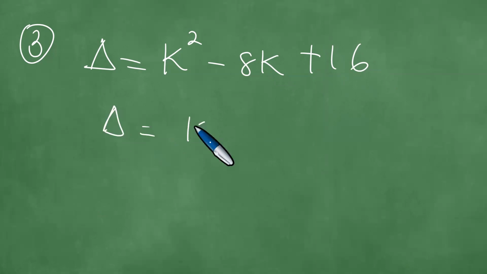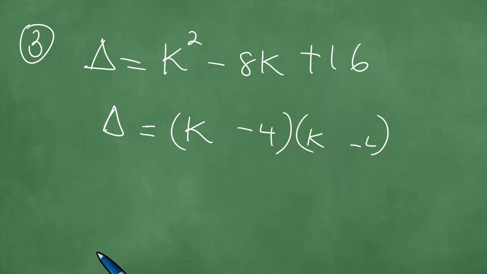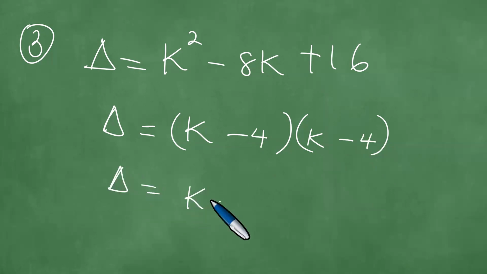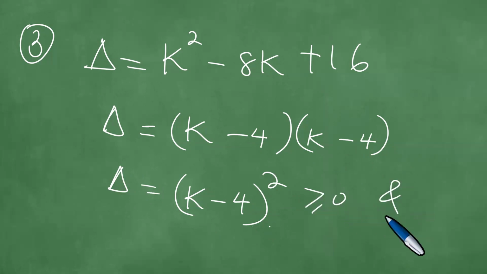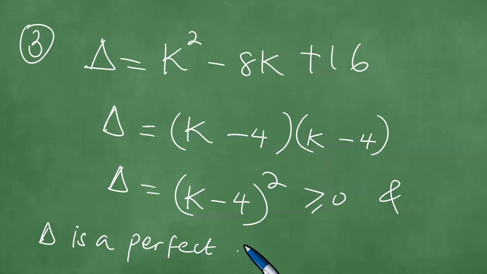And you can factorize this. It's a perfect square. Factors of k squared are k and k. Factors of plus 16 become minus 4 and minus 4. So it is k minus 4 all squared, a perfect square, which is greater or equal to 0. Delta is a perfect square because it's k minus 4 all squared.